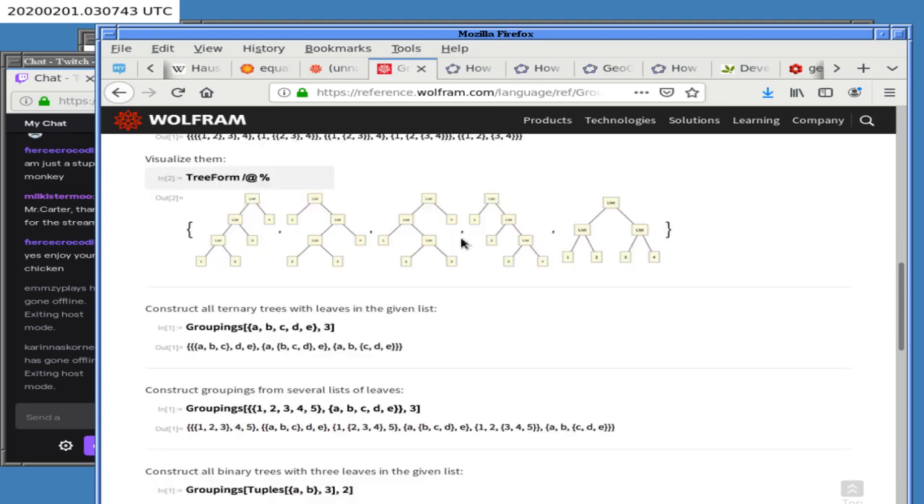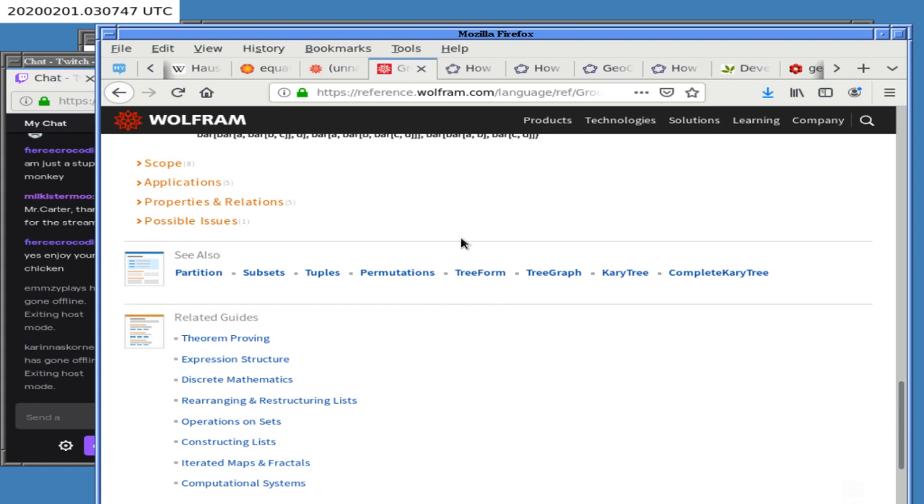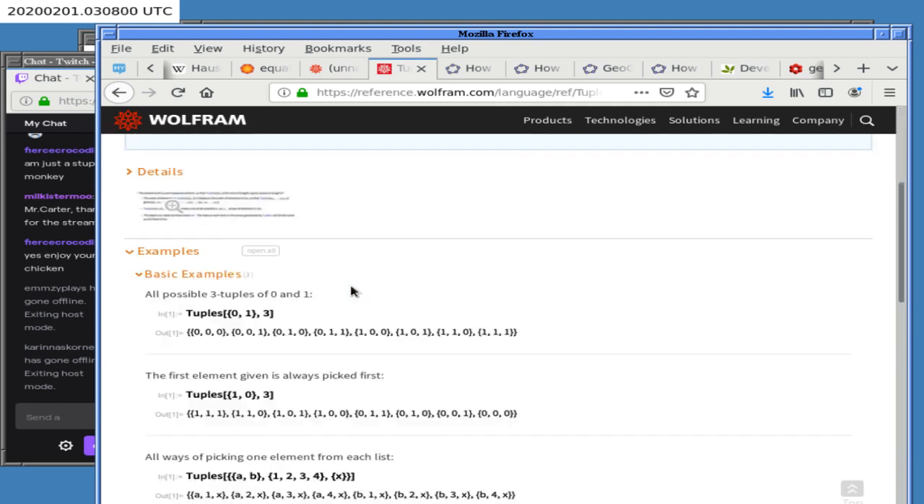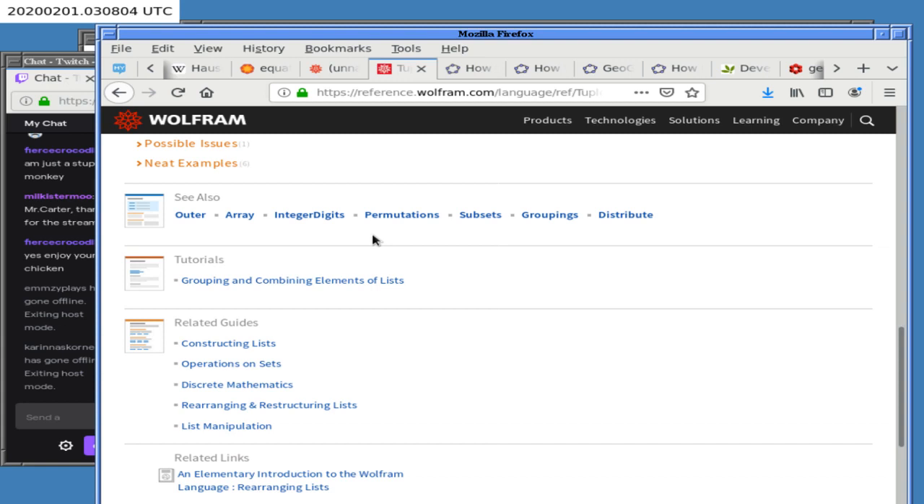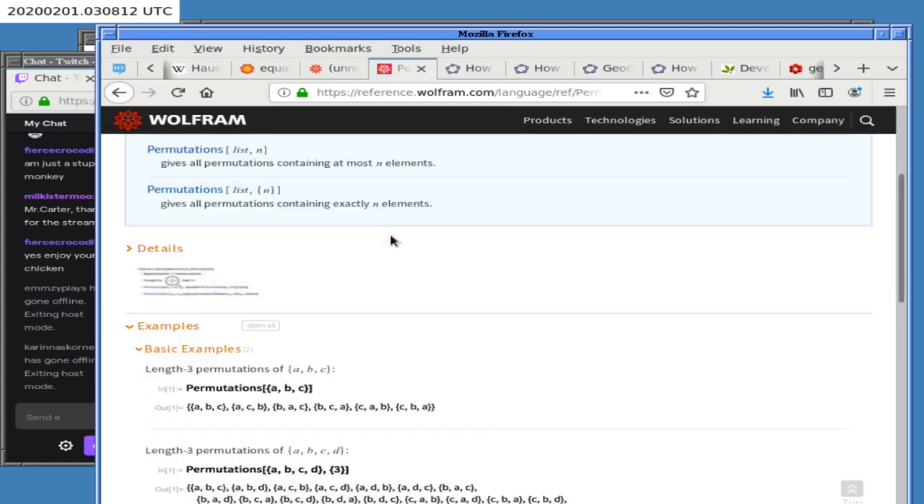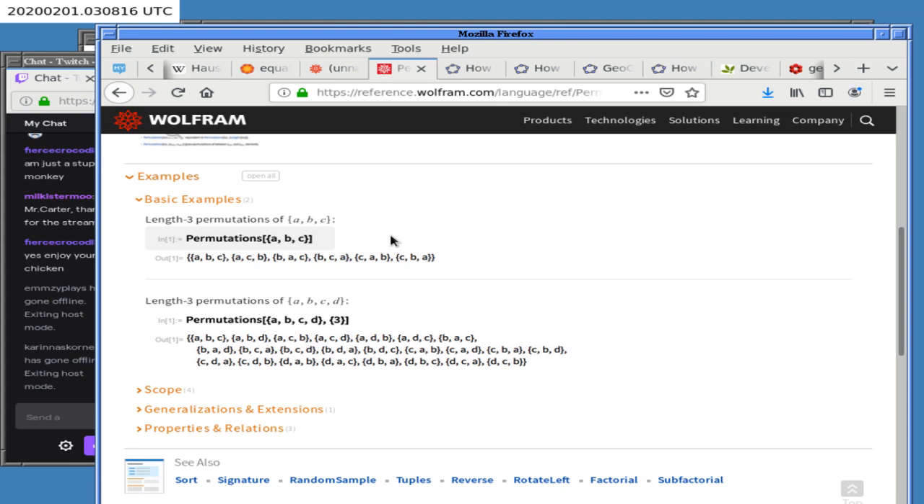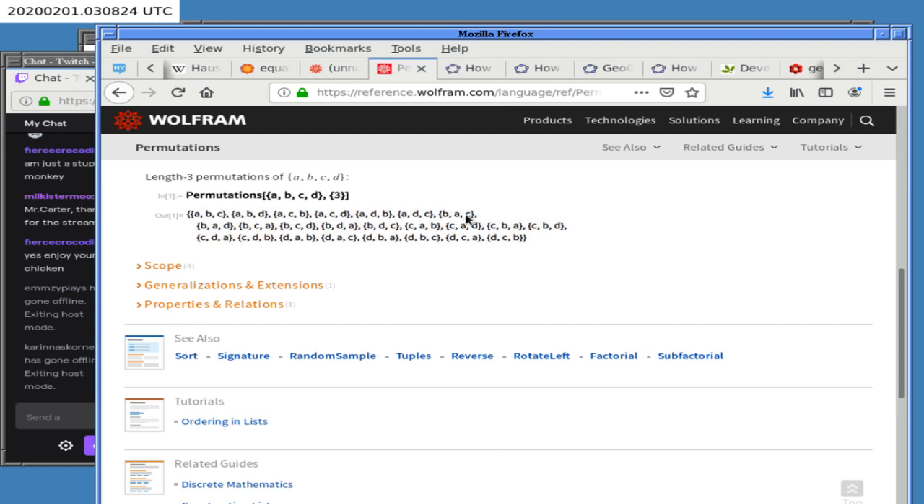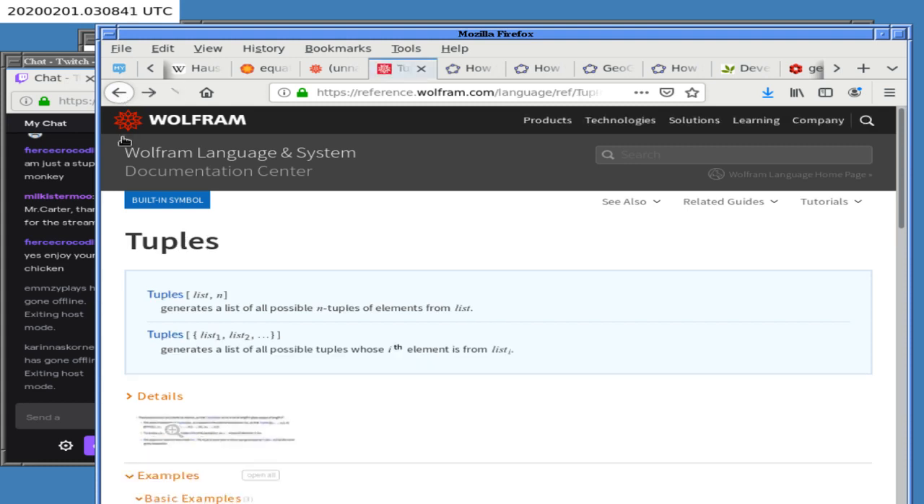This is not what I want. Tuples, maybe? All possible n tuples. Okay, no, again, that's more like a multiplication that repeats elements. We could use permutations, actually. That would work. Actually, I'm not sure that would be a good idea, because we don't really need the permutations, because BACD for us is the same as ABCD for us. In fact, we do not want to treat them as ordered lists, we want to treat them as sets. So I think what we're looking for is subsets.